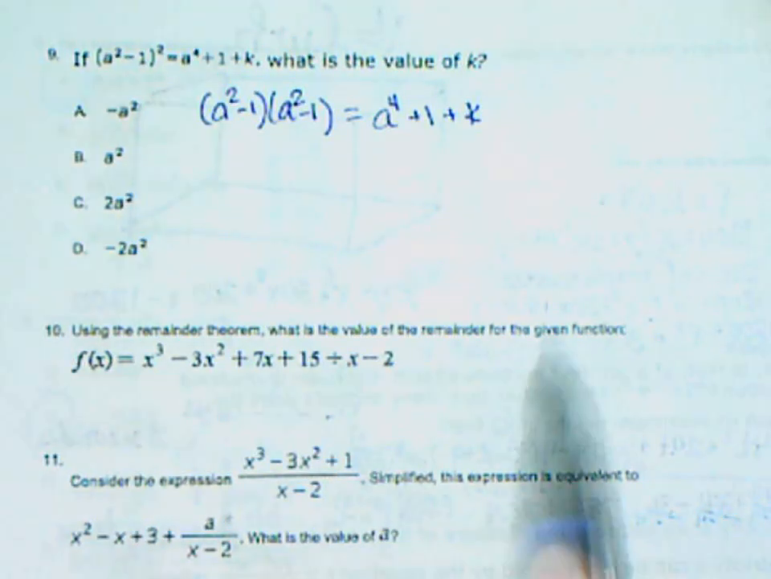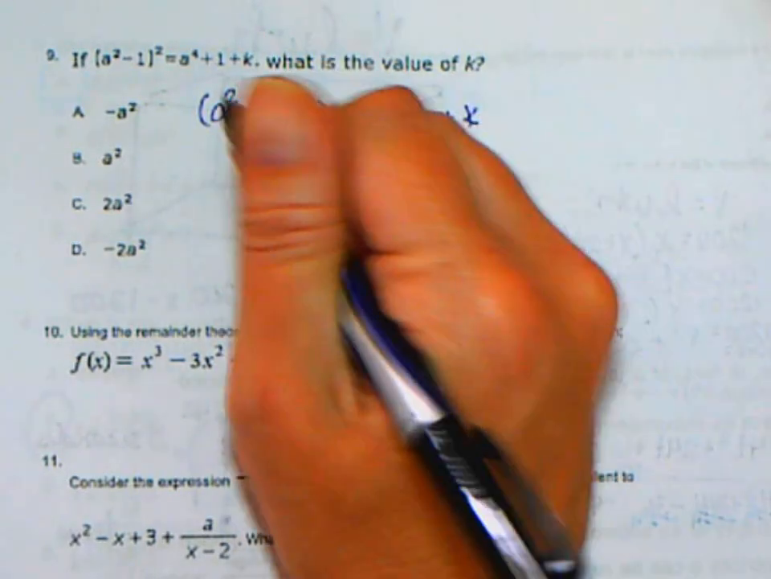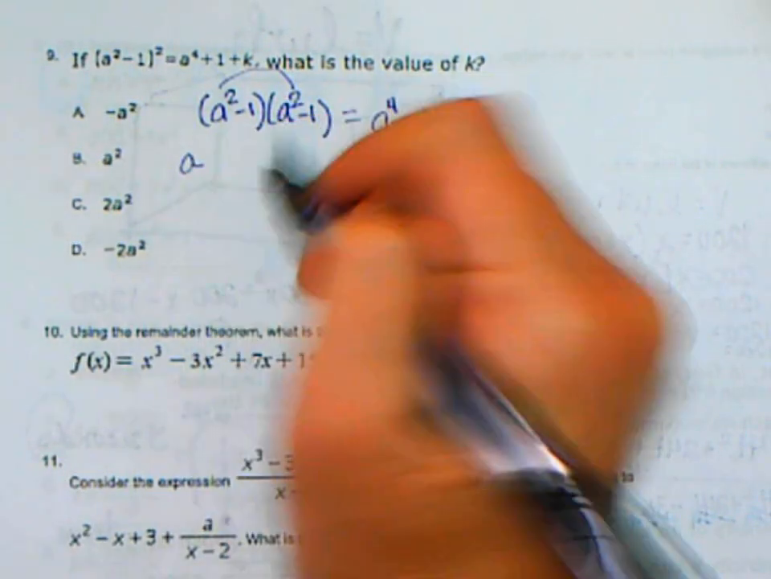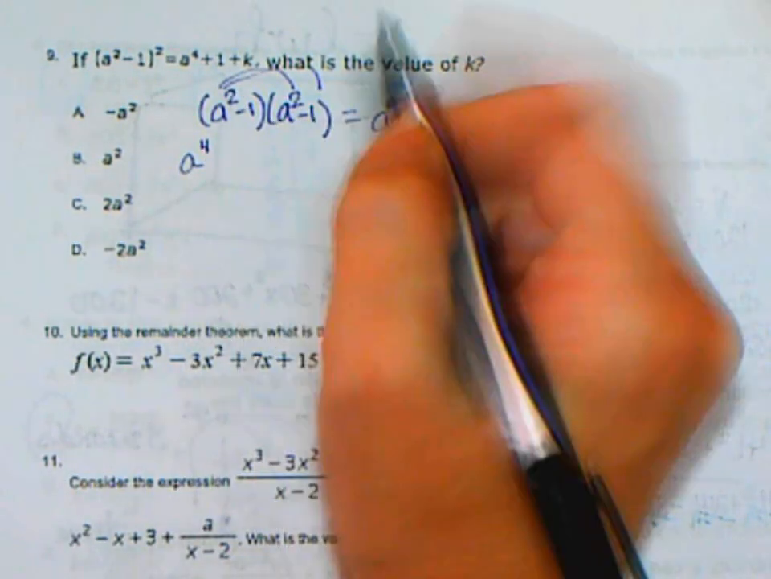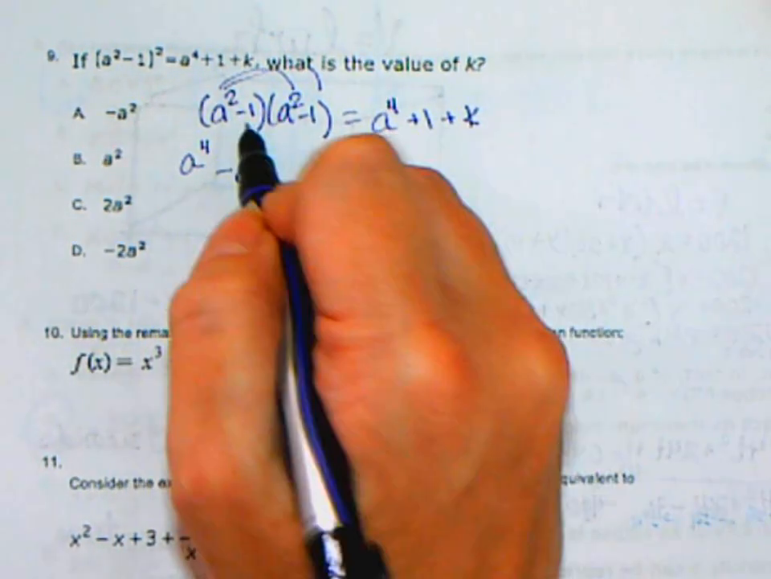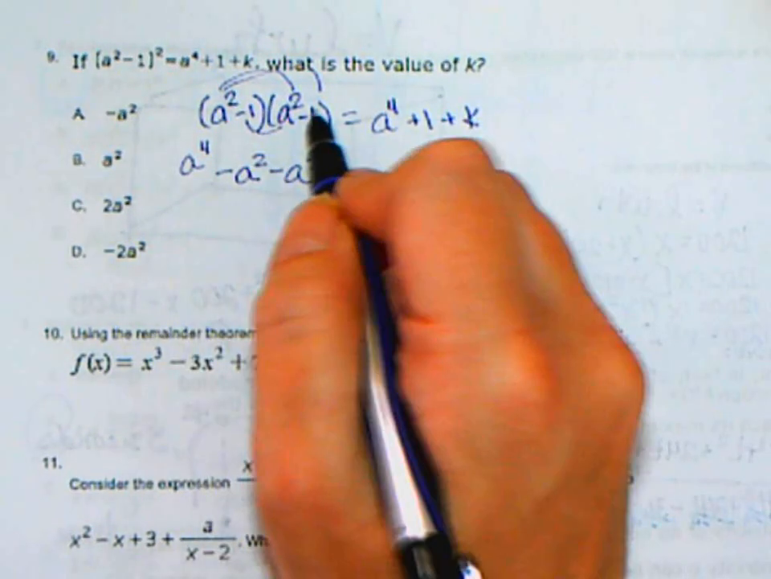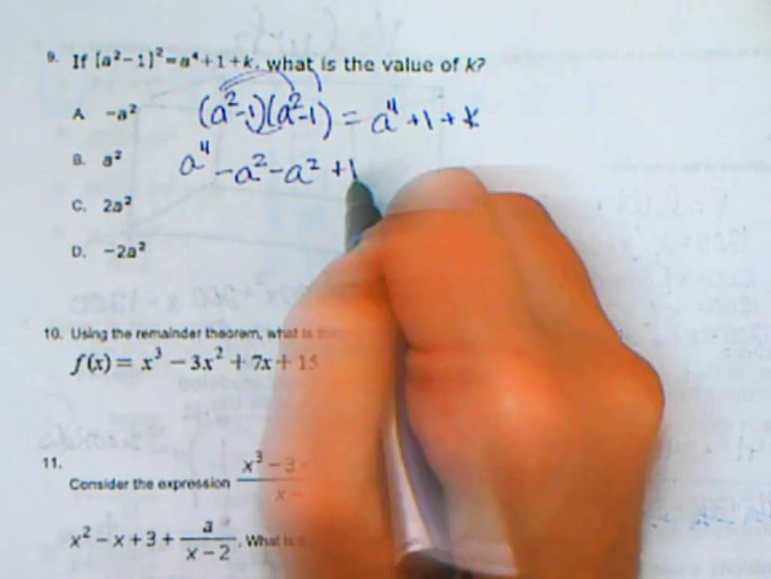What's a squared times a squared? A to the 4th. A squared times negative 1 is negative 1a squared, or just negative a squared. Negative 1 times a squared, again, is negative a squared. Negative 1 times negative 1 is positive 1.